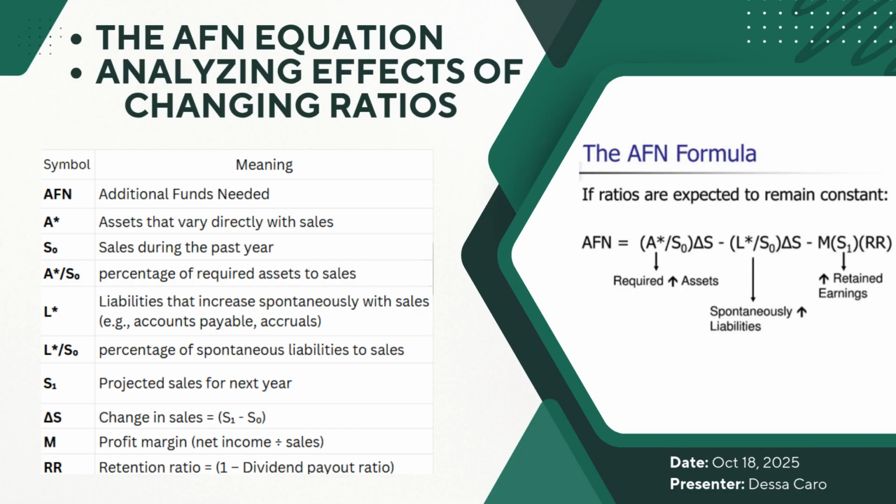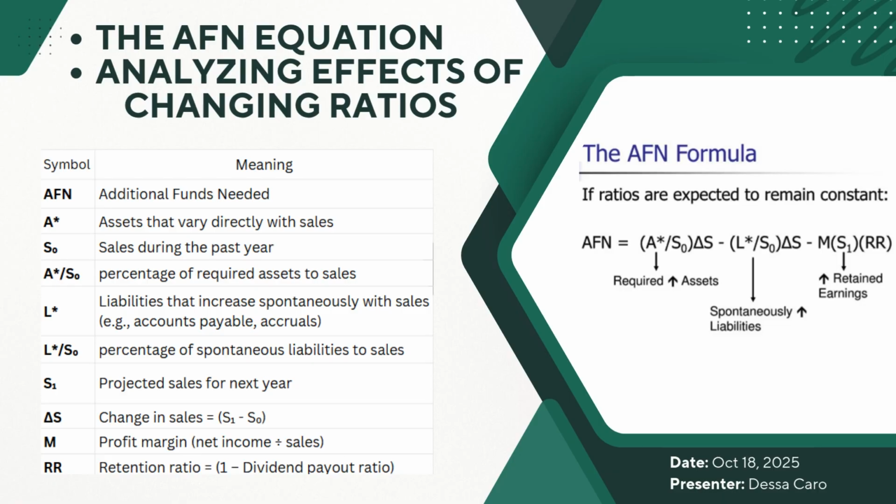Next, L star over S0 is your spontaneous financing per peso of sales. This ratio shows how much of your increased sales are automatically financed by short-term credit from suppliers or accruals. If it's 0.10, it means you get 0.10 of free financing per peso of additional sales.